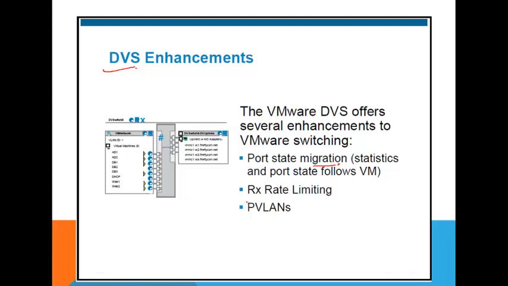Rate limiting for receiving traffic as well. But in the previous case, in the switch, we had rate limiting only for transmitting, for the traffic that is sent out. Now even for receiving, we have the rate limit. We can have private VLAN now, which was not there before. We had only one option called promiscuous. Now with this, we can have isolated and community as well.